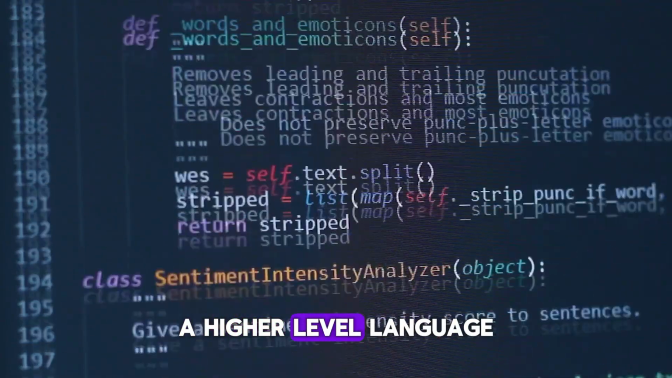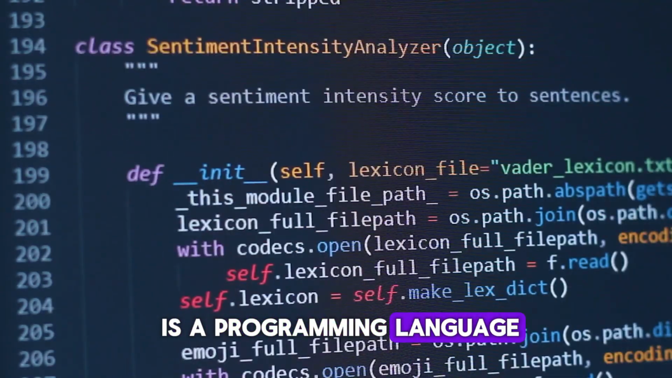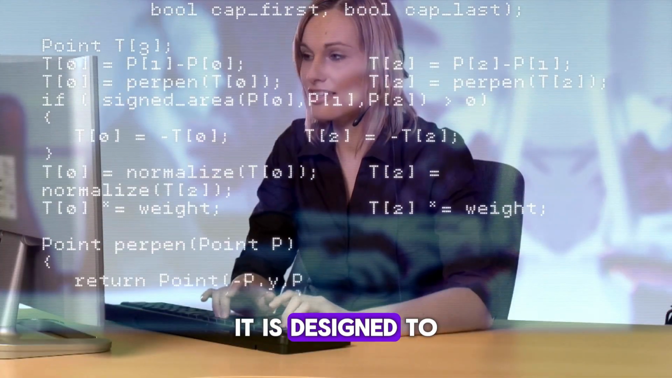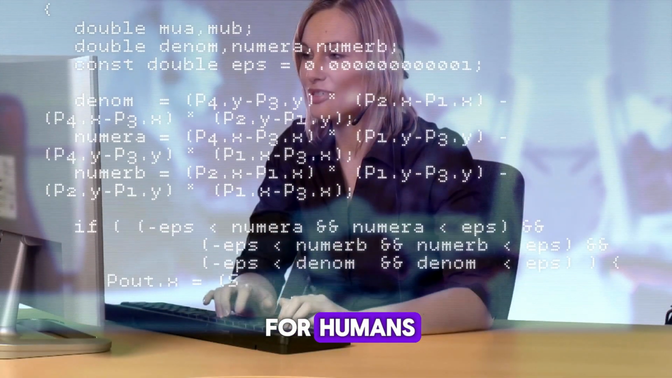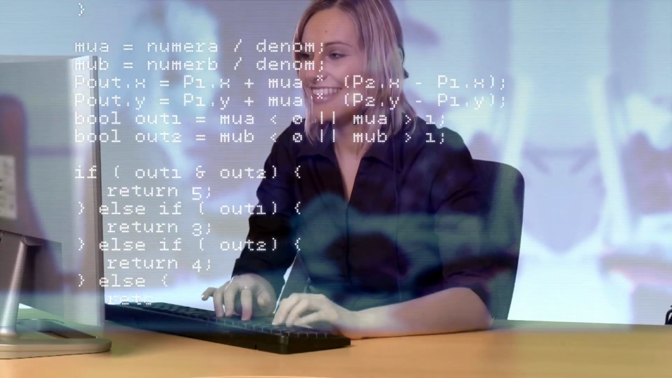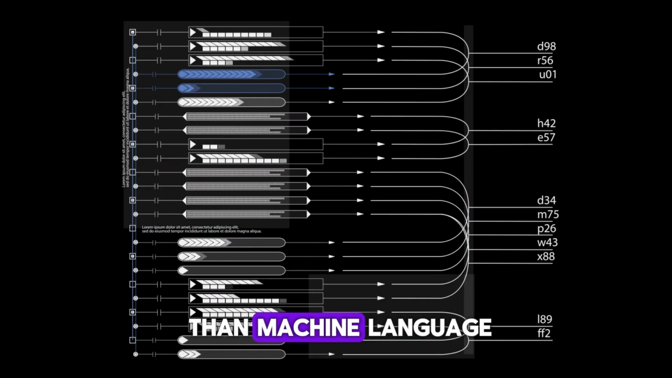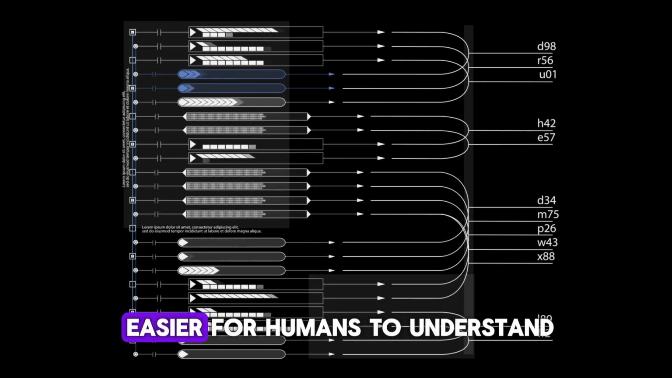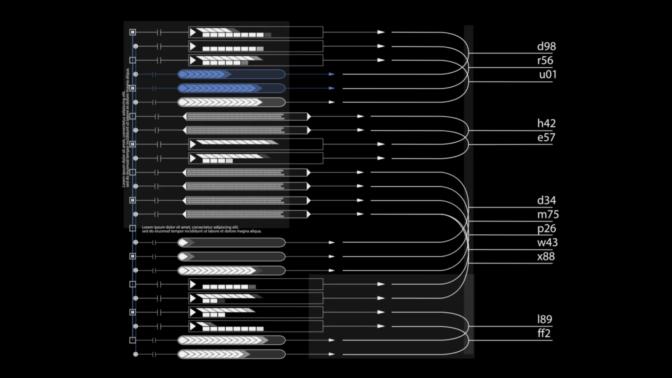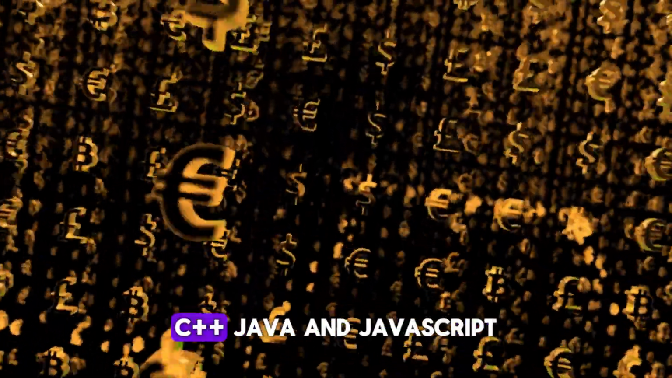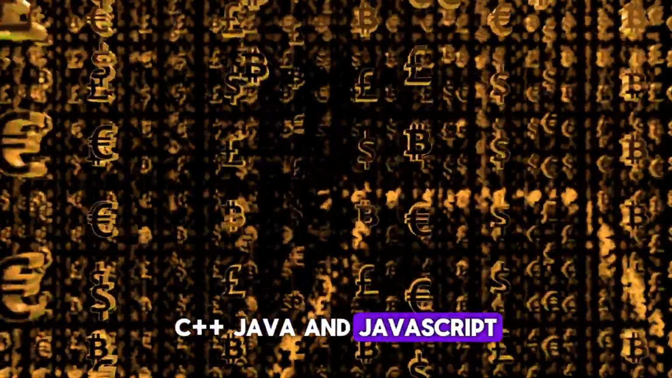A higher-level language is a programming language that is more complex than machine language. It is designed to be more user-friendly for humans rather than for computers. Higher-level languages are much more complicated than machine language, but they are much easier for humans to understand. Examples of higher-level languages include Python, C++, Java, and JavaScript.